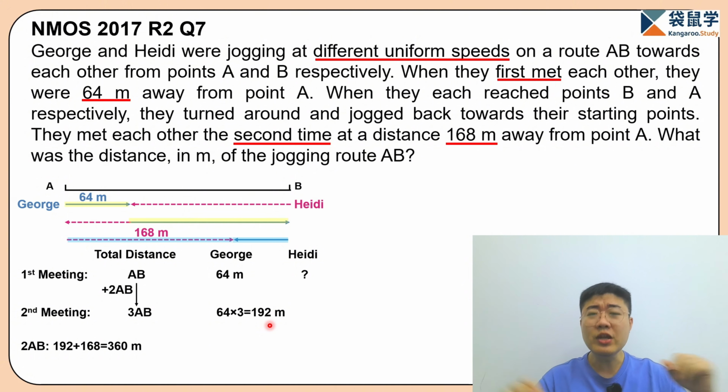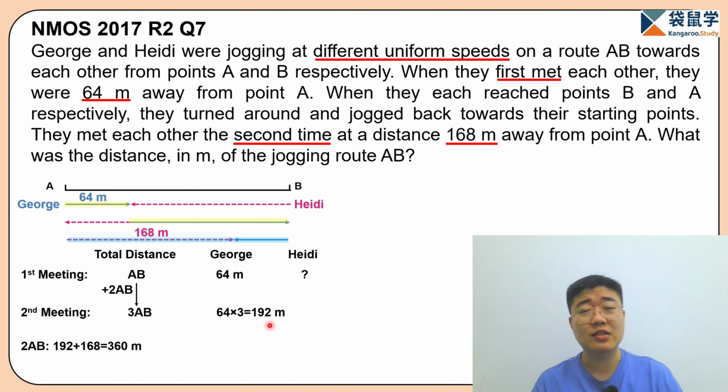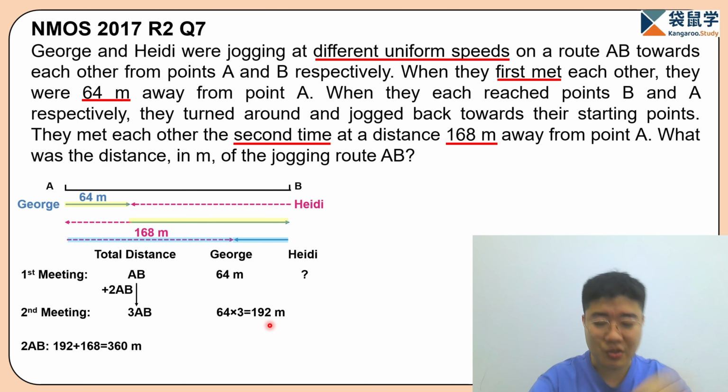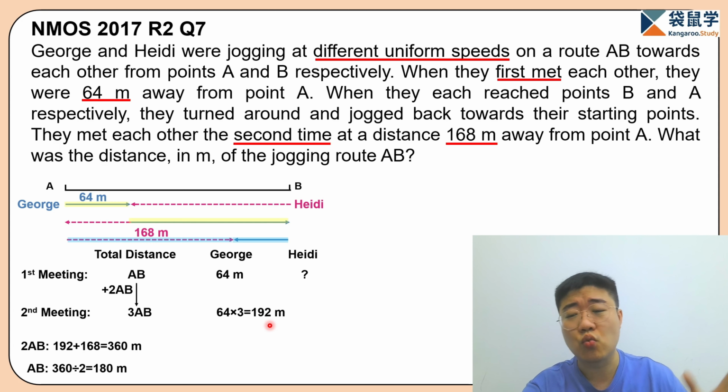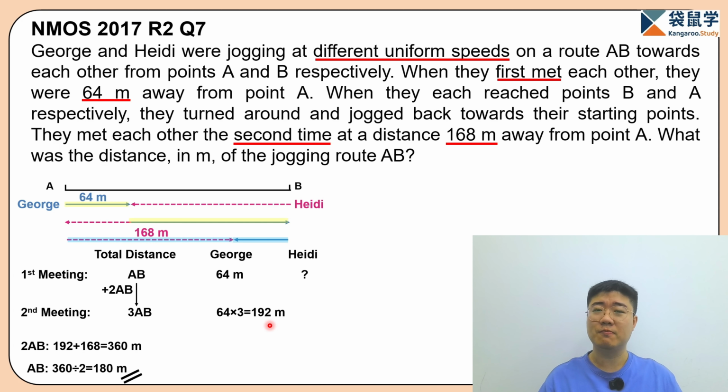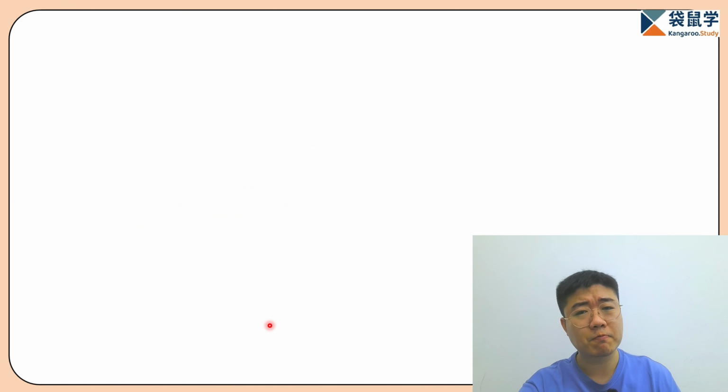This is 360 meters. Now they ask you for the distance between A and B. So what should we do? We can just simply divide by 2. So divide by 2, we found out that the final answer will be 180 meters. So now let's take a look at the question again.